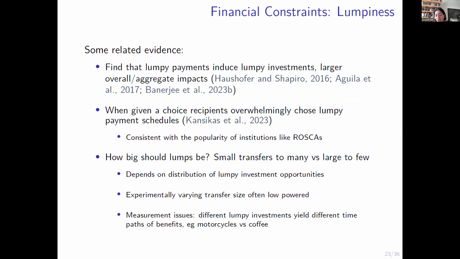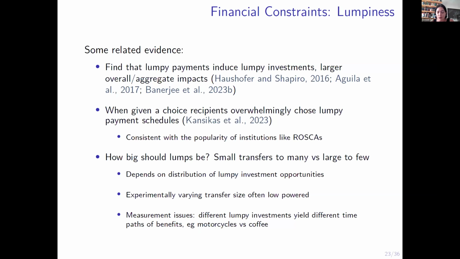Okay, related to trying to measure how financial constraints matter is a piece of newer literature starting to think through the lumpiness of these transfers. So thinking about the timing and structure of these transfers. I'll talk about two pieces separately: one is the lumpiness and one is the timing.